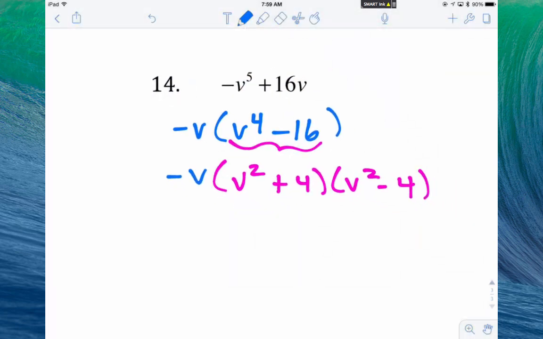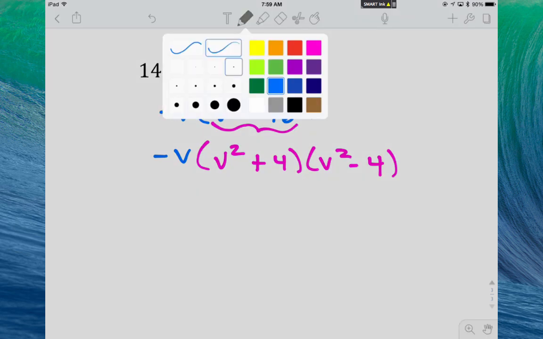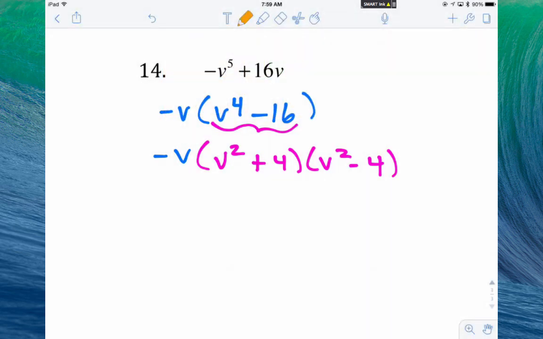And note, while we might think we're done, we want to keep on factoring as far as we can to make sure there's nothing left we can do. Now v squared plus 4, well, v squared is a perfect square, and 4 is a square. Since there's addition here, we cannot factor this any further. But v squared minus 4, because we have a square and another square, and there's subtraction, that factors as v plus 2 times v minus 2. So definitely something to keep in mind.